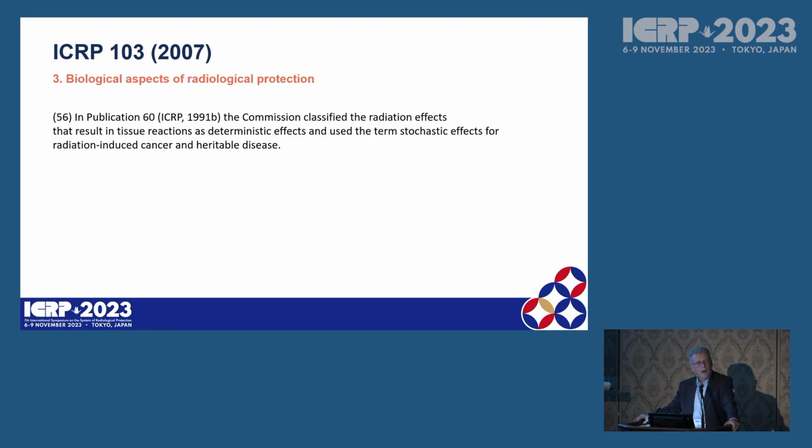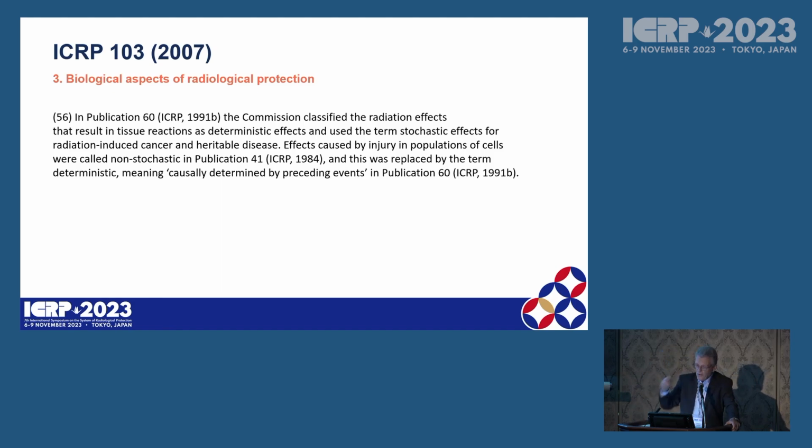Then in the chapter about biological aspects of radiological protection, the Commission refers back to the earlier general recommendations, publication 60 from 91. There, the Commission classified the radiation effects that result in tissue reactions as deterministic effects and used the term stochastic effects for radiation-induced cancer and heritable disease. Then they refer further back to 1984, publication 41. Effects caused by injury in populations of cells were called non-stochastic in that earlier publication, not deterministic, but just non-stochastic. And this was replaced then by the term deterministic, meaning causally determined by preceding events.